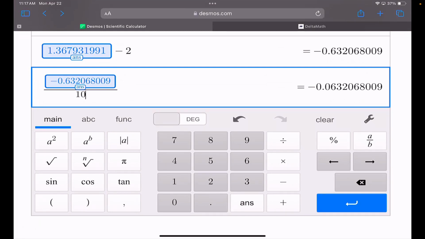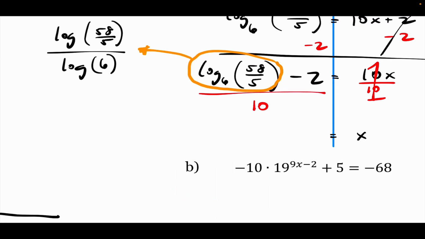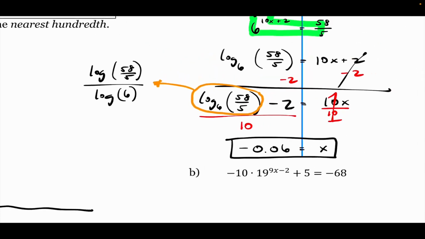Okay. So the 6 by the 0 is in the hundredths. So it's going to stay 6 because the 3 is not high enough. So negative 0.06. Negative 0.06. Done.